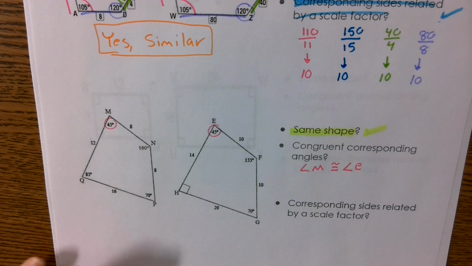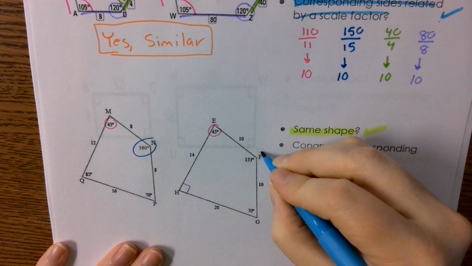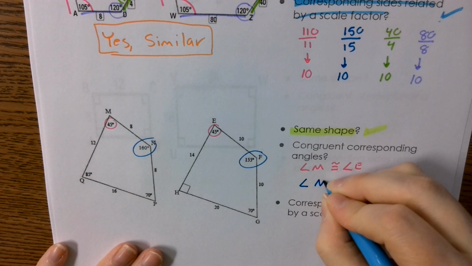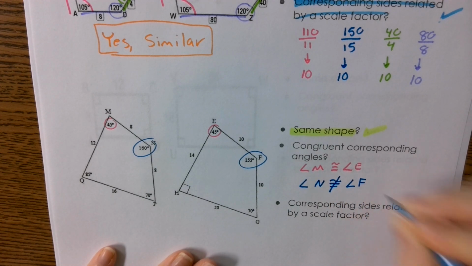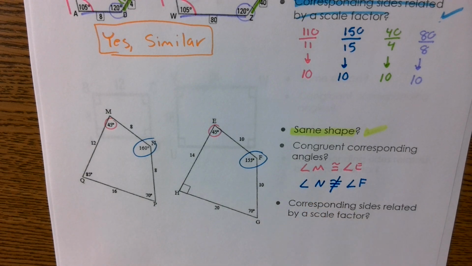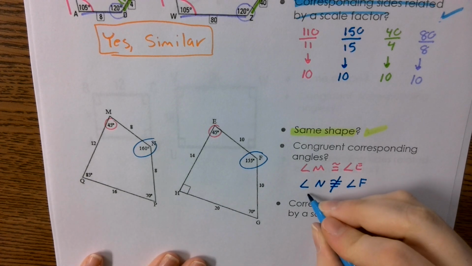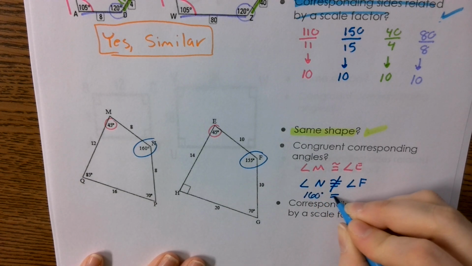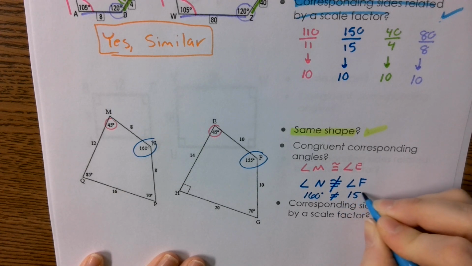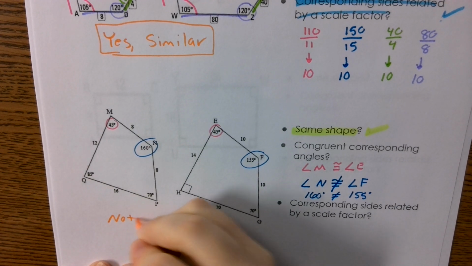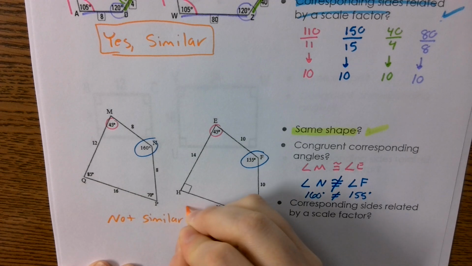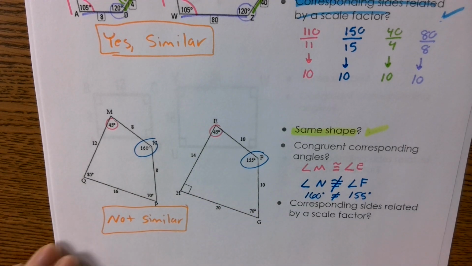But then we come to angle N and angle F. Angle N is not congruent to angle F. So the minute that you have an angle that is not congruent with its corresponding measure, then automatically you know that that's not going to be a similar figure, right? Angle N is 160 degrees. That's not the same thing as 155 degrees for angle F. So therefore, these are not similar. You don't have to go any further than that. Okay, you can stop immediately. All right, let's go on to the next page.